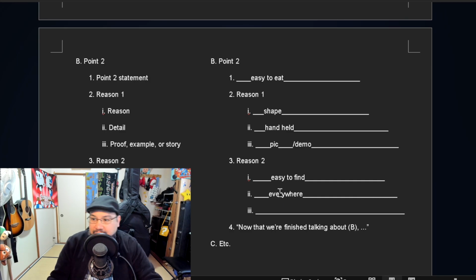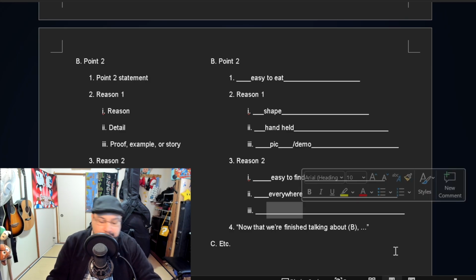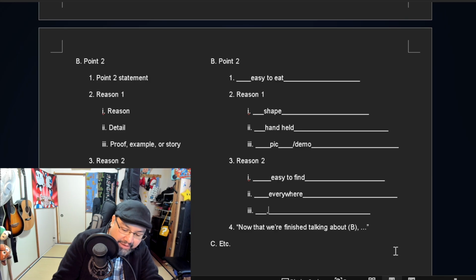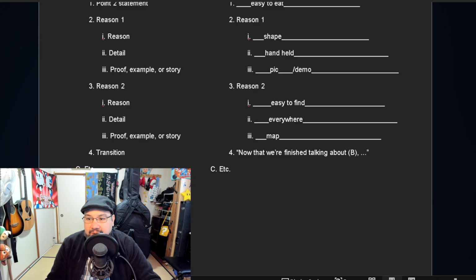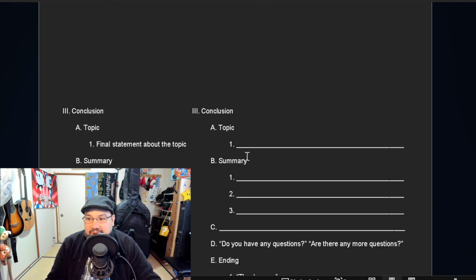Everywhere. They are everywhere. Map. Now, today I won't show you a map because I don't know if I can, but just imagine there's a map. Okay? No etc. Okay, topic.